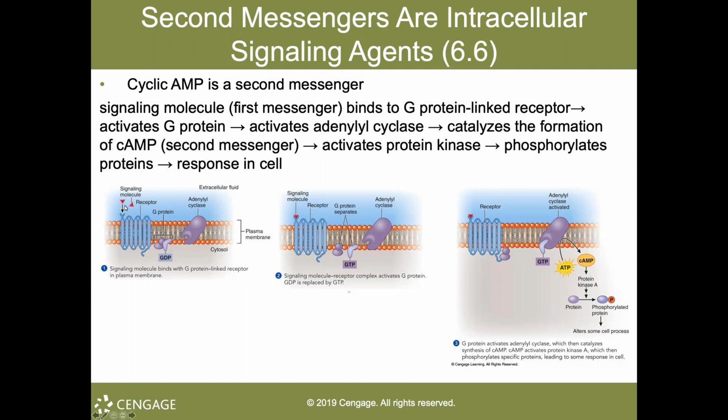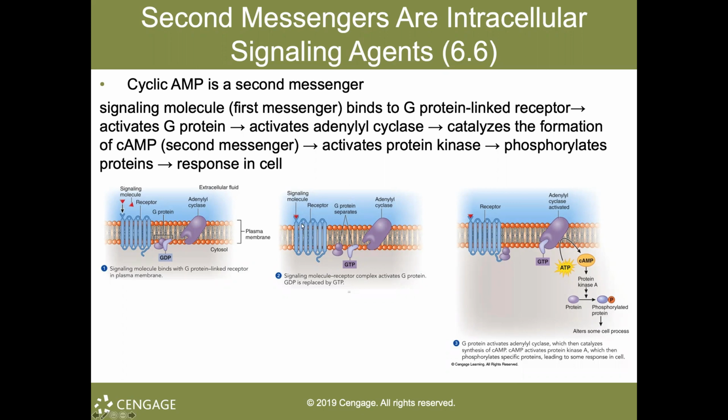Again, your ligand will bind the G protein coupled receptor, and the G protein gets activated. Then that active G protein will bind to adenyl cyclase. In this figure, this is the inactive form of the G protein and the inactive form of the G protein coupled receptor, because nothing's bound. And this is the active form of the G protein.